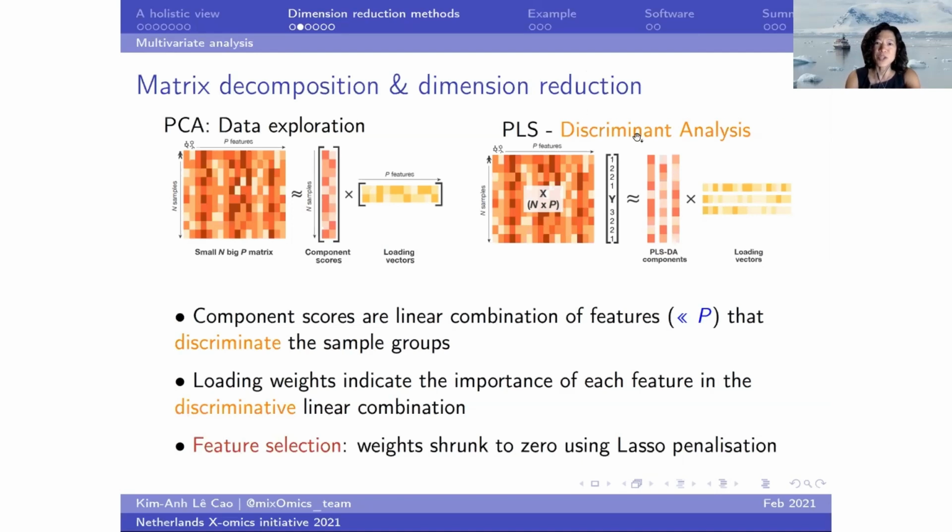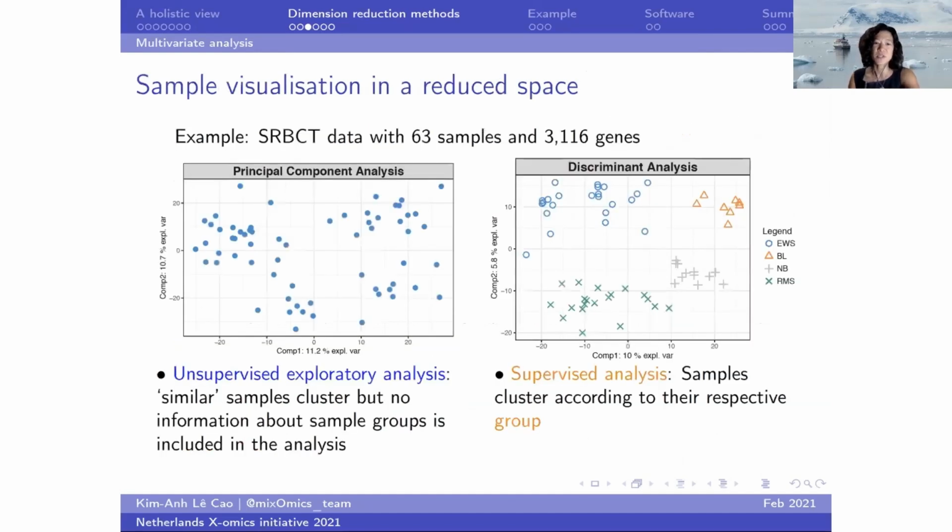And so we then extract those components here, and we can plot those components basically in a scatter plot. This is what you can see here on the same data set. It's a data set with 63 samples. We have about 3,000 genes. And here you have, on the x-axis, the first component, and on the y-axis, the second component. The samples are represented as dots in that plot.